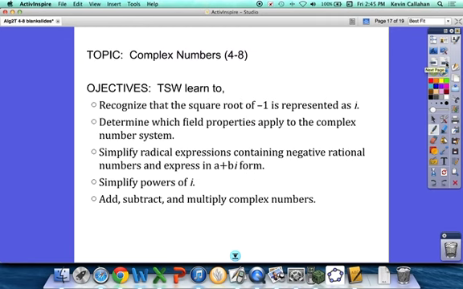So now when we look at all these things, most of it's going to make sense, right? Recognize the square root of negative 1 is represented as i. Determine the properties that apply to the complex number system. It's mainly all the same ones that apply to real numbers, commutative, associative, all that stuff. Simplify radical expressions containing negative rational numbers and express in a plus bi form. Simplify powers of i. We did that. Add, subtract, and multiply complex numbers.